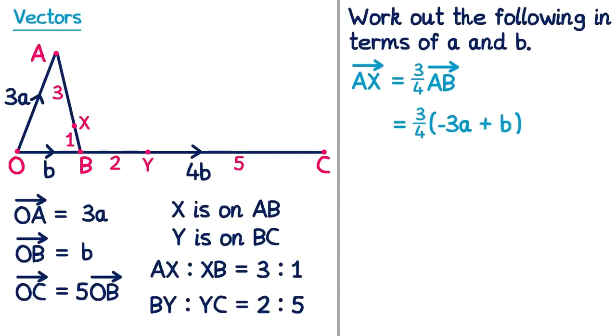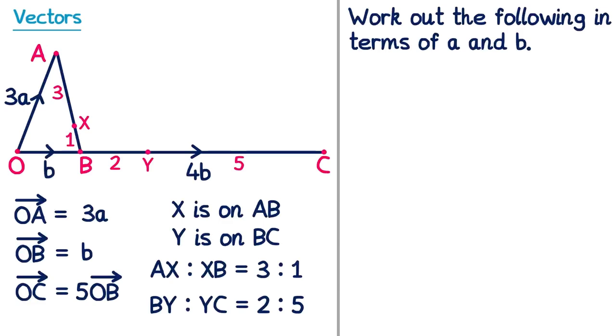We can now expand this bracket. We need to do 3/4 of negative 3a. To do this, you'll multiply the 3 by negative 3, which is negative 9, so it's negative 9/4 of a, and then 3/4 times b is just 3/4 b. So this is the vector from A to X. You may be tempted to try and convert these fractions into decimals, but in most cases, writing your answers as fractions is going to be easier in vectors questions.